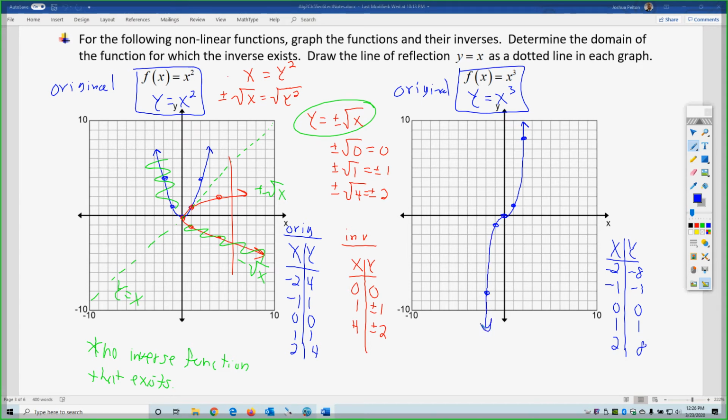Okay, so we'll do the inverse now. So the inverse is x equals y cubed. Therefore, I have to do the cube root to both sides. Don't have to do plus or minus since it's an odd root. So cancels, cancels. Y equals the cube root of x. So we do the inverse table now. That's the inverse, and that was the original.